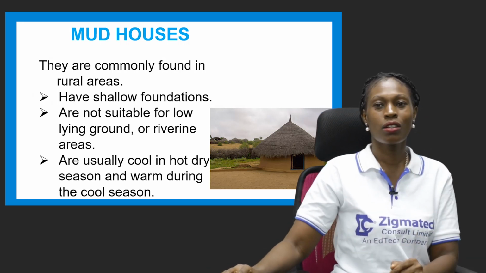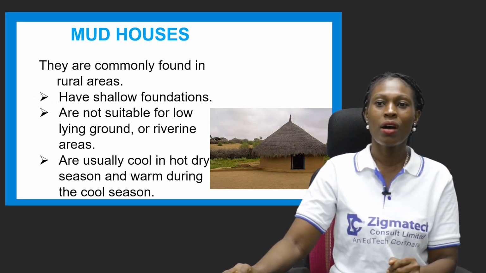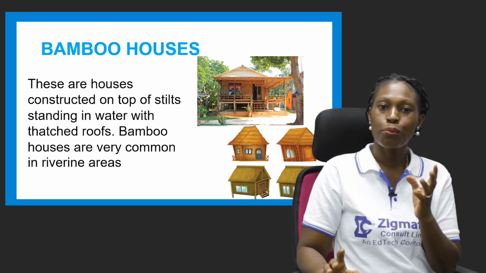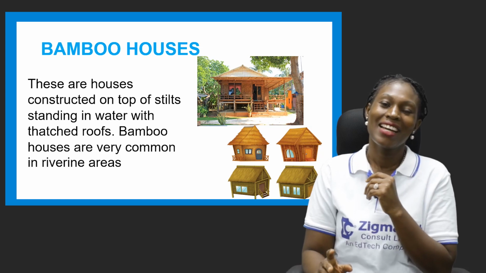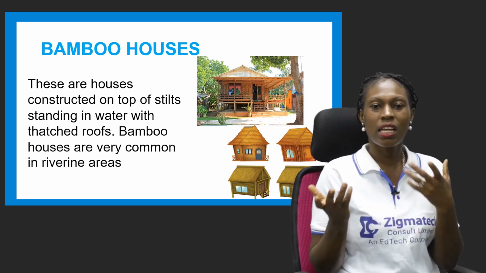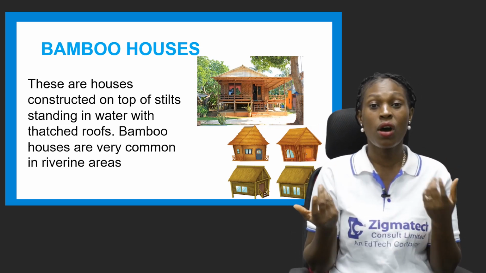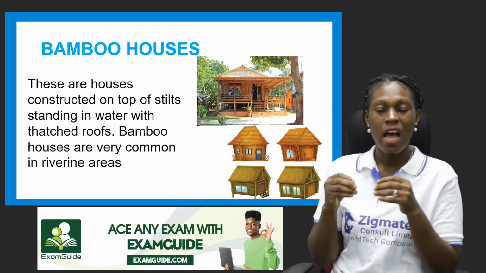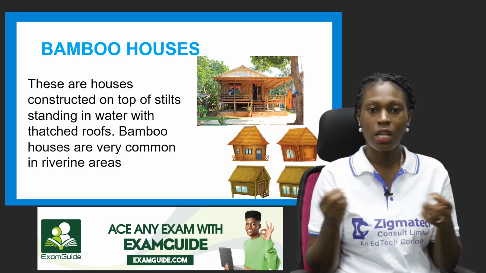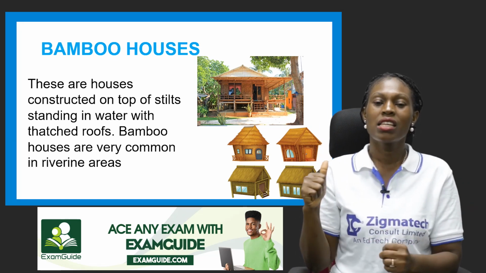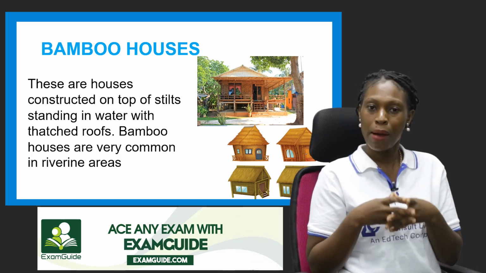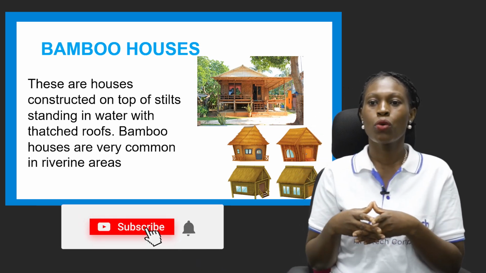Let's look at another rural house that we can find. Now, this is the bamboo house. Now, today, yes, they use most of the bamboo houses for recreational areas where they just put it up there as spots where people can sit out and drink. But in years before now, people actually lived in what? Bamboo houses. They lived in bamboo houses.